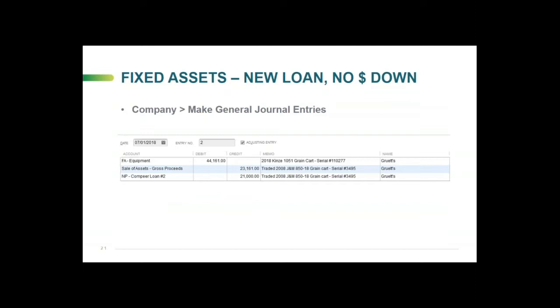So here's an example of a fixed asset. We did a new loan, but we didn't have to pay any money down. So we entered it through a journal entry. Here again, we debited fixed asset equipment account for $44,161. We did our sale of assets gross proceeds to show the trade, and then we offset to a new loan at Compeer for $21,000.